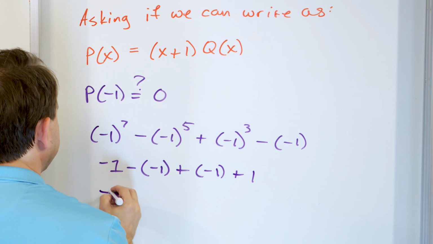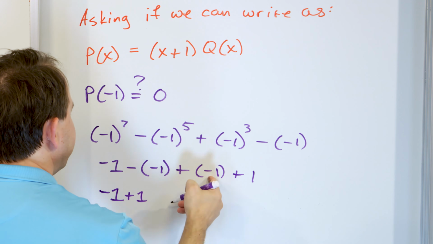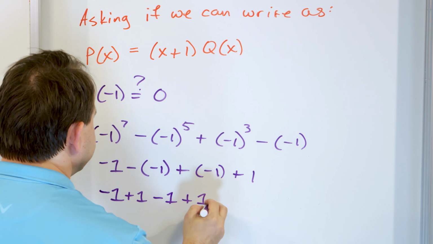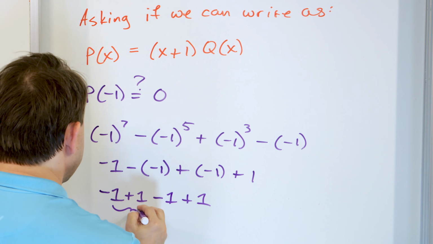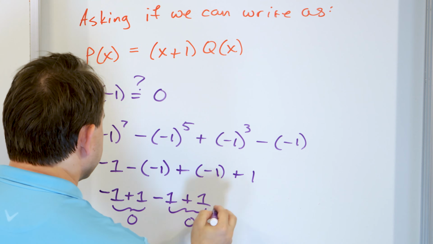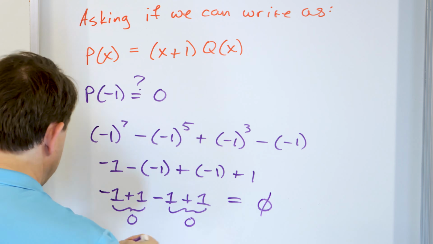Now we have a double negative here, so we have negative 1 plus 1. This becomes a negative 1 plus 1. So this is 0, and this is 0. So what you get is 0 plus 0 is 0.